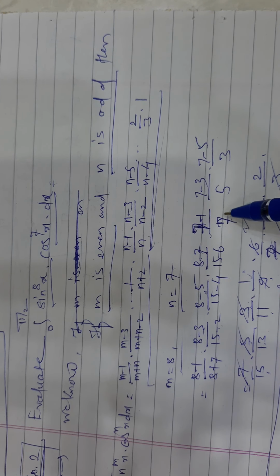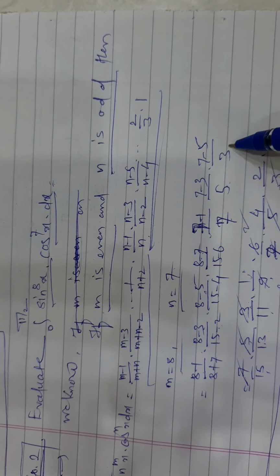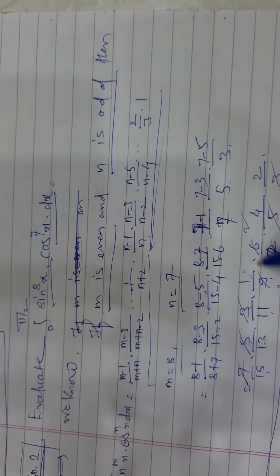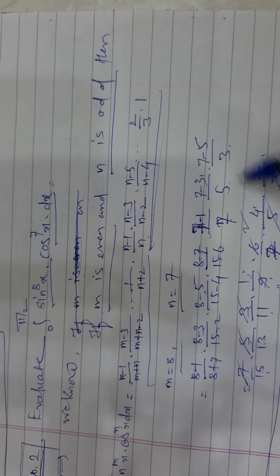This is 7. 7 minus 2, 5. 5 minus 2 is 3. And here 7 minus 1, 6. 7 minus 3, 4. 7 minus 5, 2. We get 2 by 3.